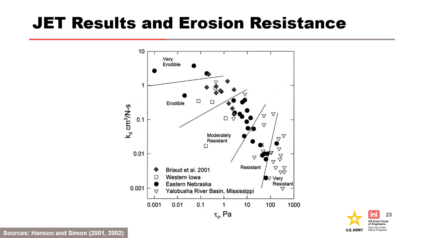This figure shows the results of a series of jet tests on cohesive stream beds and descriptors of the erosion resistance from Hanson and Simon. Erosion resistance categories are a function of both critical shear stress, shown on the x-axis, and the erodibility coefficient, shown on the y-axis. In this figure, you can see that critical shear stress and erodibility coefficient have an inverse relationship. As the critical shear stress increases, the erodibility coefficient decreases.